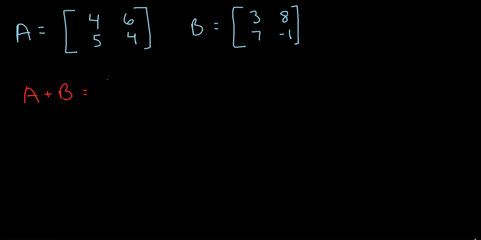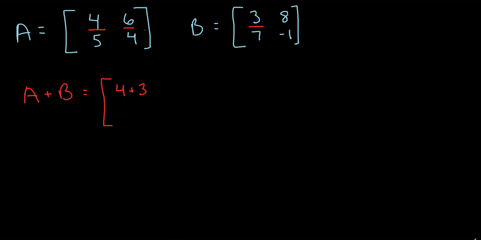So the trick here when we're adding matrices is we want to add the values in the same positions of each matrix. So for example, this 4 is in row 1 in column 1. We want to add that with whatever value is in row 1 in column 1 of matrix B, which would be a 3. So we would get 4 plus 3. And we want to perform the same operation on every value.